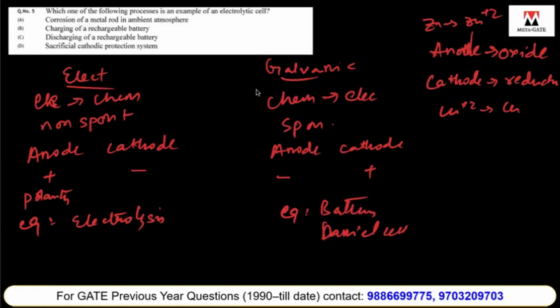And discharging of a rechargeable battery is a galvanic cell. Here it is charging, so you're converting the electrical energy into chemical energy. That is charging of a rechargeable battery.